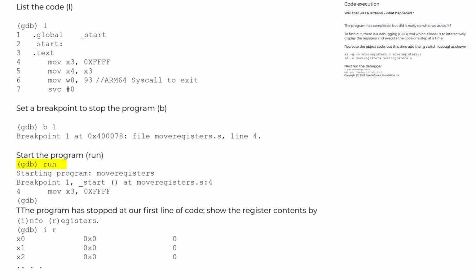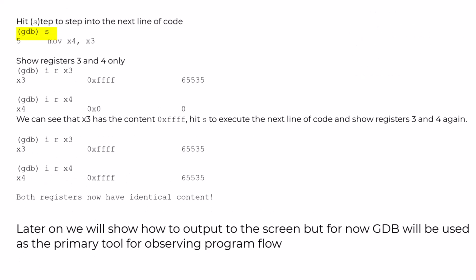Now we can look at the register contents. We can use the command i for info, r for registers, and then it prints all the registers out. So nothing has happened at this point. All the registers are showing 0. If we hit s for step to move into the next line of code, then we're going to load the X3 register with the value FFFF, and we can look at that by showing only that register. We enter i r x3. We'll see the value FFFF is now in there.